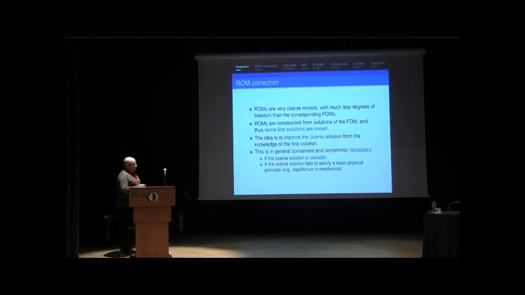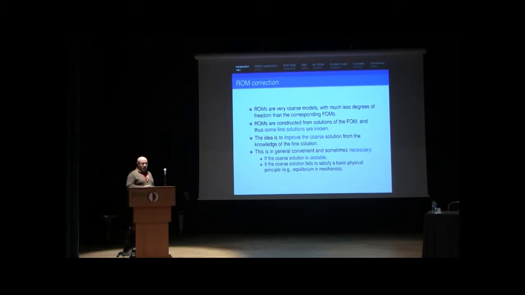But those reduced order models are coarse and sometimes not very accurate. So the idea of our motivation is to correct those reduced order models, to introduce a correction to make them more accurate. So that's the idea. And what's the idea of our way to do the correction? The way reduced order models are constructed is usually from solutions of the full order. So some fine solutions are known.